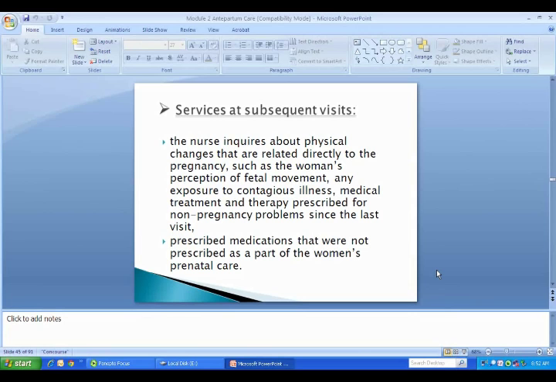So as she comes for each of those visits after our initial visit, we inquire about any physical changes that she's going through. Does she have any type of illness? Did she receive any new medications from another provider, such as in an emergency room visit, or her primary care provider?